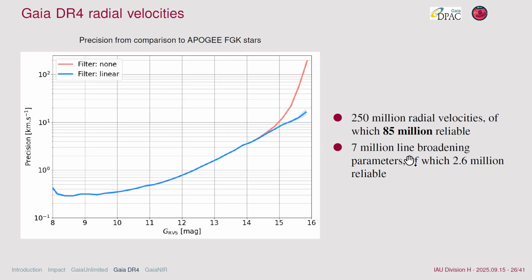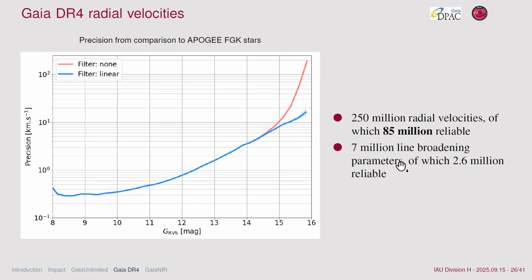One example, also coming from the RVS spectra, is that we will also have 7 million line broadening parameters. So basically, which you can interpret as the rotation of the star around its axis, of which, again, a fraction is reliable, around 2.6 million. So also in the radial velocities, you will get a very large expansion of the sample.